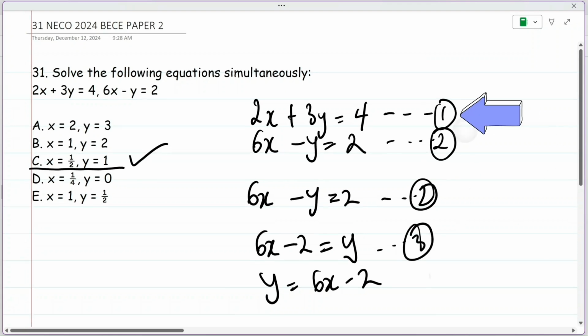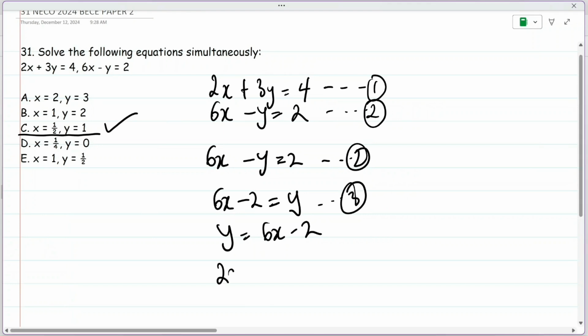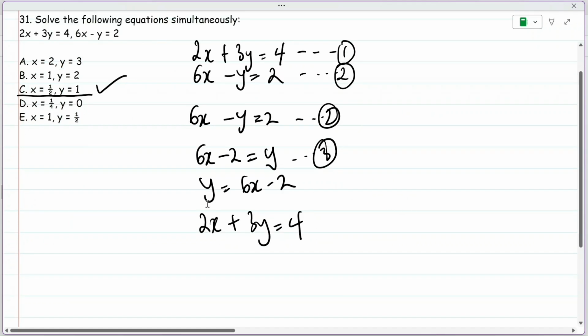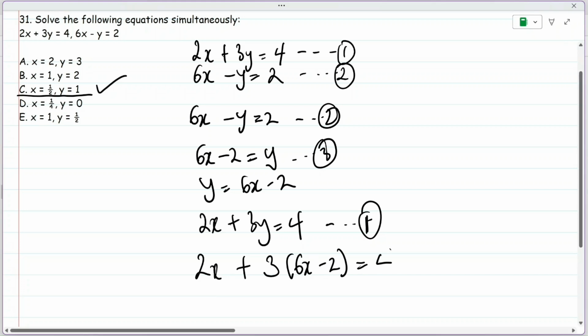So we write out our equation 1 again. Equation 1 is 2x plus 3y equals 4. Here, from equation 3, y is 6x minus 2. So where we have y in equation 1, we change it to 6x minus 2. So we have 2x plus 3 into open brackets, because y represents 6x minus 2. And this 3 affects the y, therefore it affects everything that represents y. So you have 6x minus 2, close bracket, equals 4.